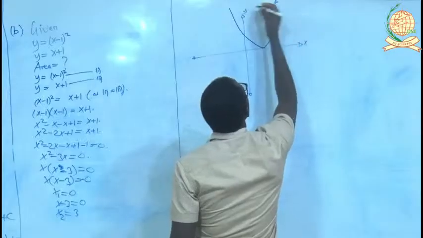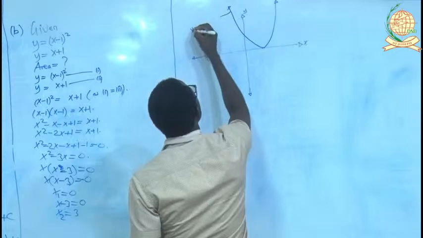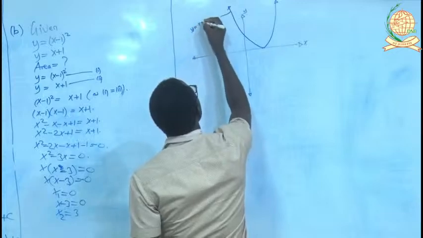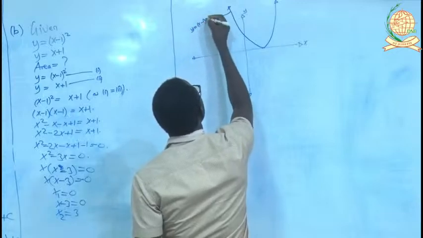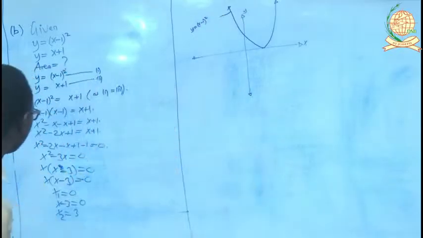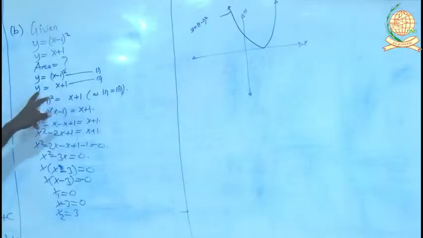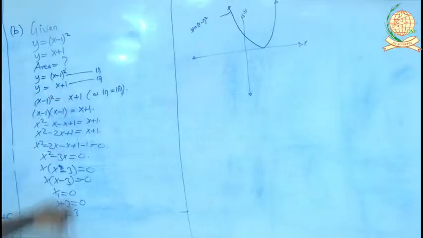Yeah, this one here. Yeah, y equals x minus 1 squared. Okay, another one, this one, y is equal to x plus 1. It's a straight line. When x is equal to 0, y is 1. When y is 0, x is negative 1.